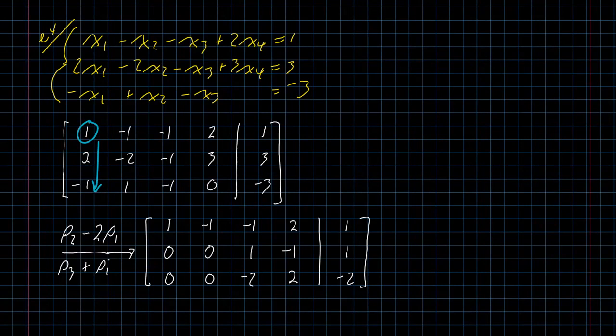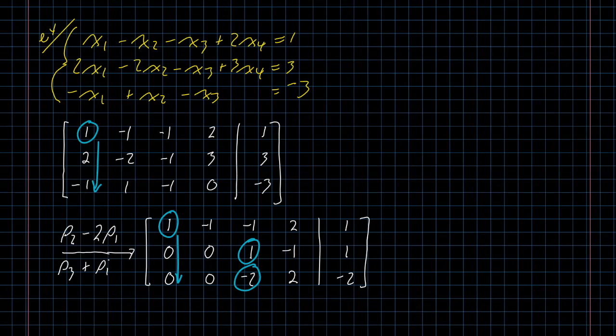All right, so first row, first column, I've got a 1. I've got everything else 0. I'm good. In the second row, my lead entry is in the third column. In my third row, my lead entry is also in the third column. There is no lead entry in the second column. That is something to take note of. Because there is no lead entry in the second column, we don't really have to do anything with that.